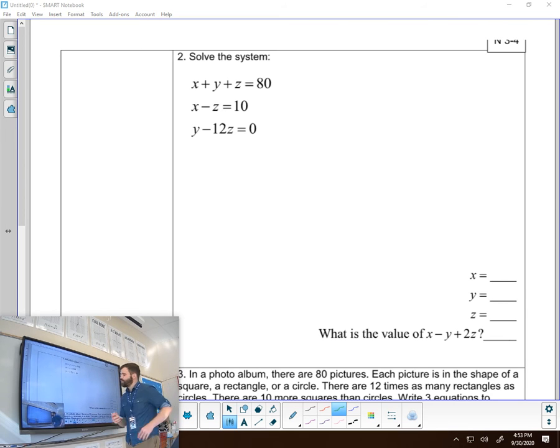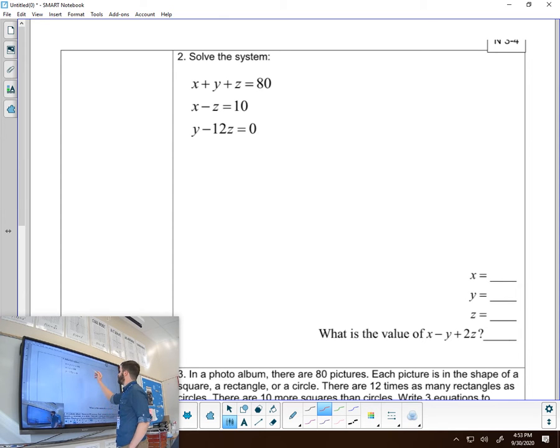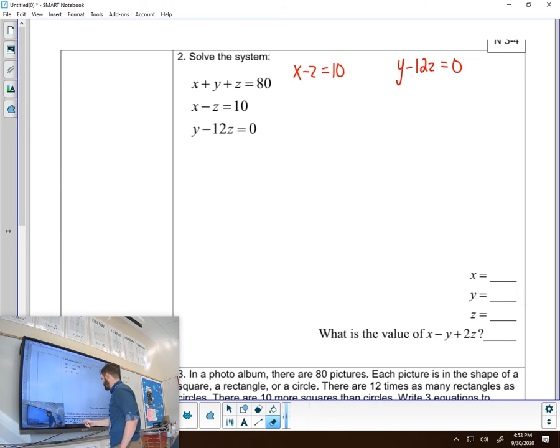Okay, so once again, I'm going to ask you to start with your two smallest ones, and then we're going to plug into our biggest ones. So our two smallest ones, let's write out our stuff, okay? So my two smallest ones are x minus z equals 10. My other one is y minus 12z equals 0.